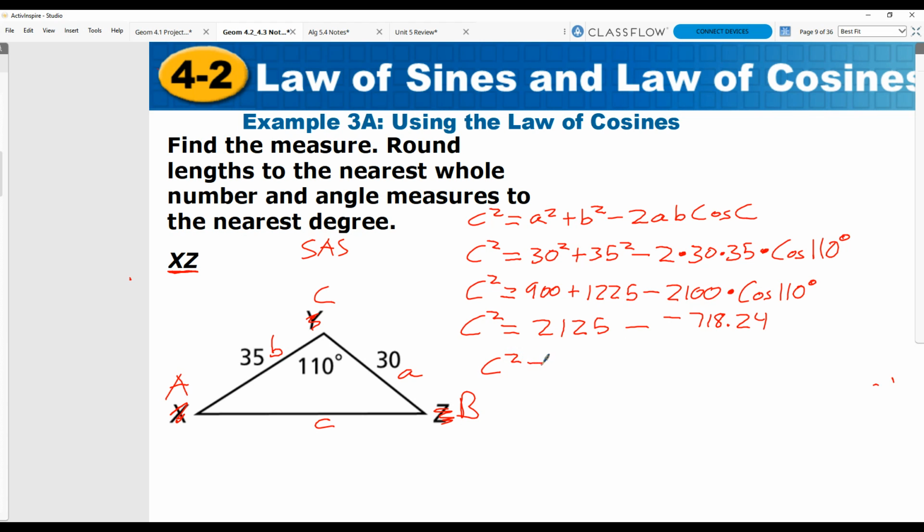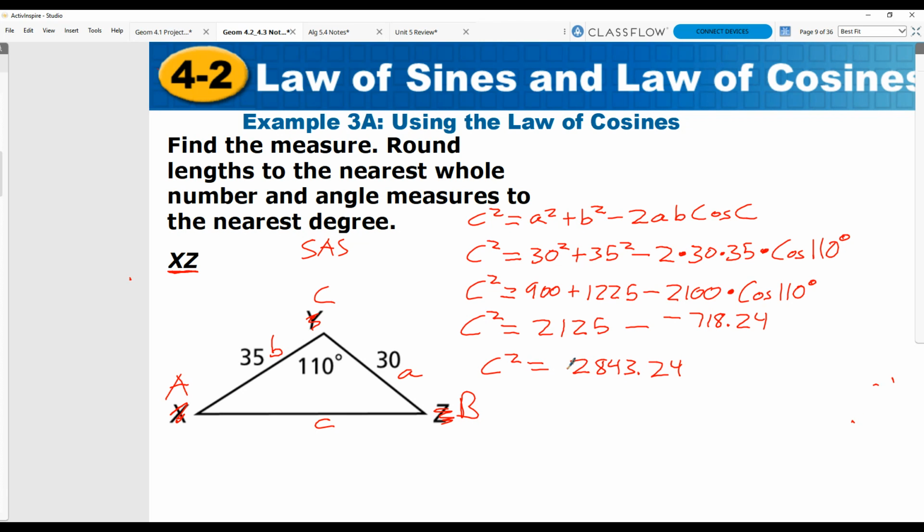So I get C squared is equal to, this would come out to 2,843.24. All right, and if I'm ever going too quick on this video, just pause it so you can catch up. Okay, so now we got it almost done. C squared is equal to this number here.